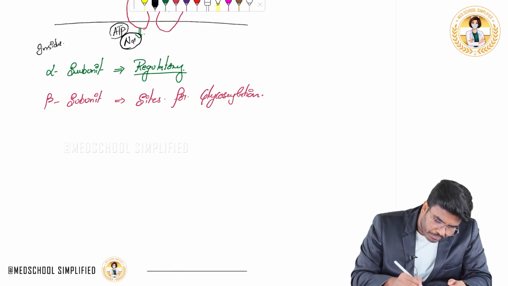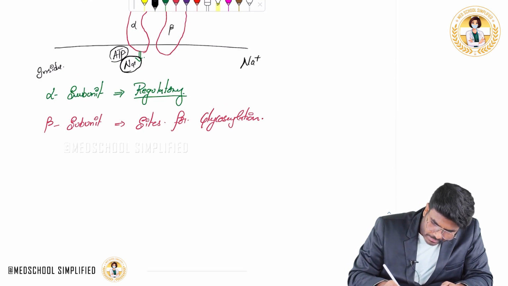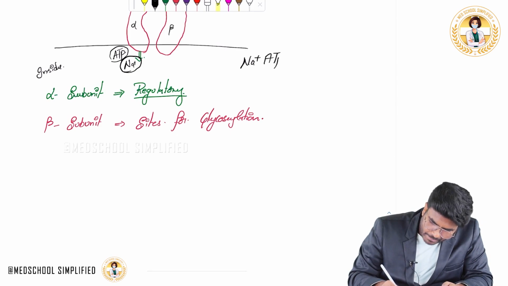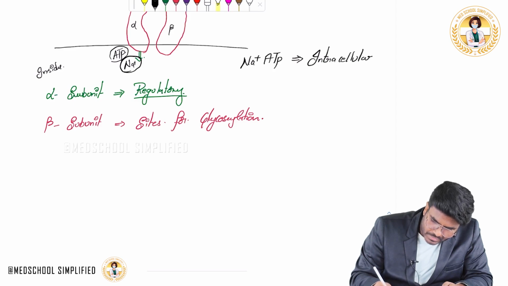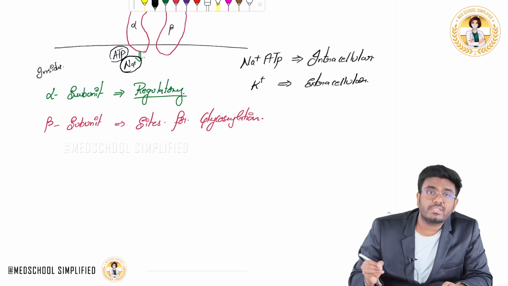Now, I have already taught you, in the alpha subunit, who is going to bind? Sodium as well as ATP bind intracellularly, and potassium binds on the extracellular side.